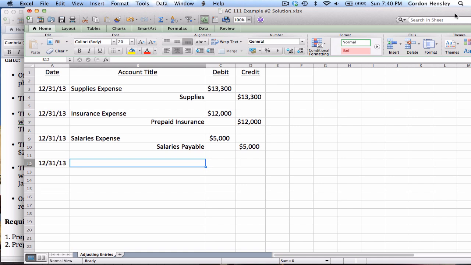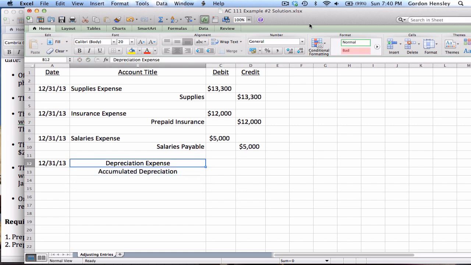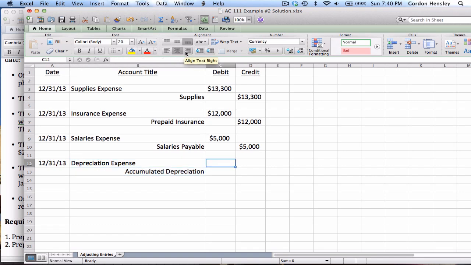Now we talked about this in our video lecture. Every time you record depreciation, you always debit depreciation expense and you always credit accumulated depreciation. Those are the titles that are always used and always in that order. Now we also talked about the fact that there are different ways to calculate depreciation. And later on in the class, we're going to learn all those different ways. But for now, we only know one way, and that was the way we talked about in our video lecture on adjustments, straight line method.